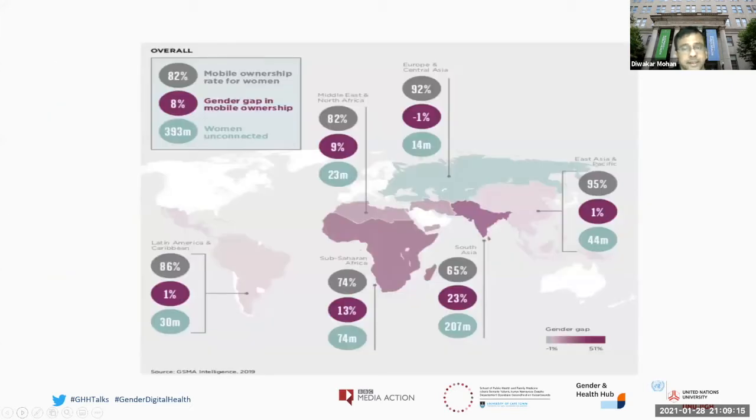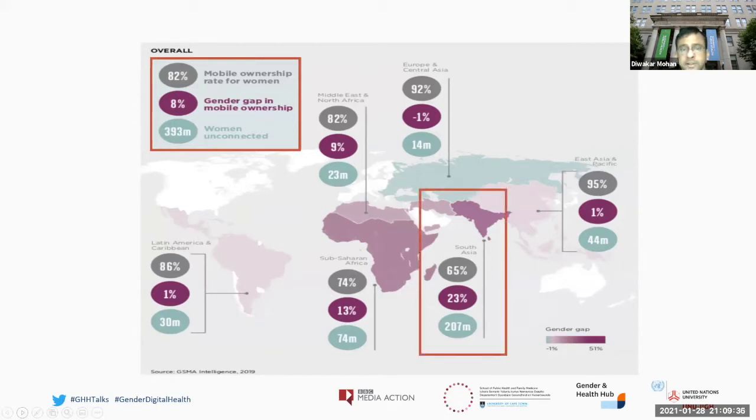This graphic from the GSMA highlights the wide variation in this gap across the world. The figures in gray indicate the prevalence of mobile phone ownership for women, while the purple highlights the gender gap. The figure in blue shows the number of women who are still unconnected. Almost 400 million women are reported not to own a mobile phone, with almost half of them from the South Asian region. What is not evident from this graphic is that there is a lot of variation across countries within the same region, as well as between cities and rural areas.